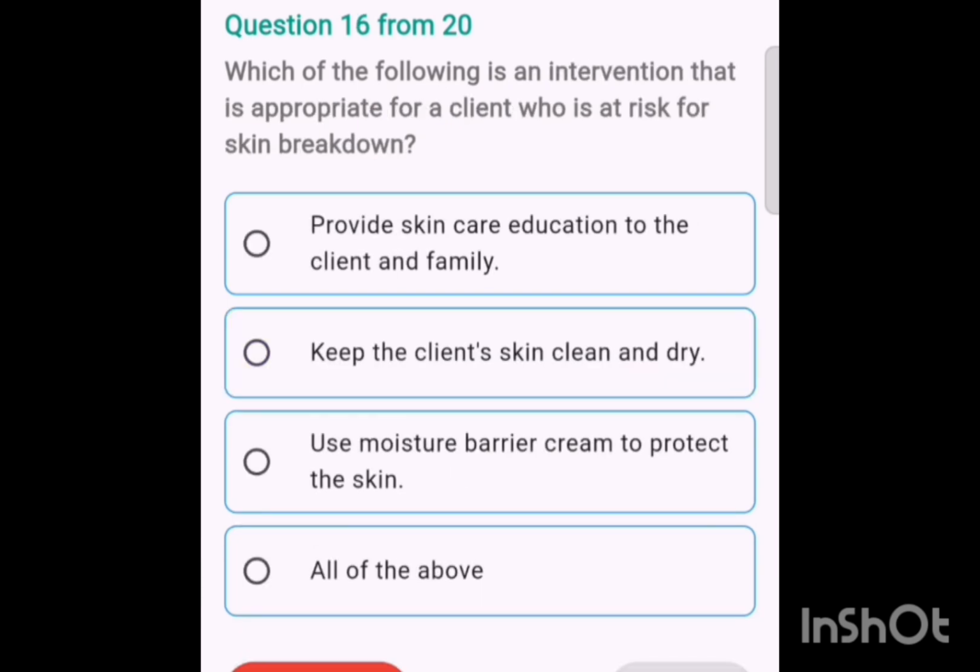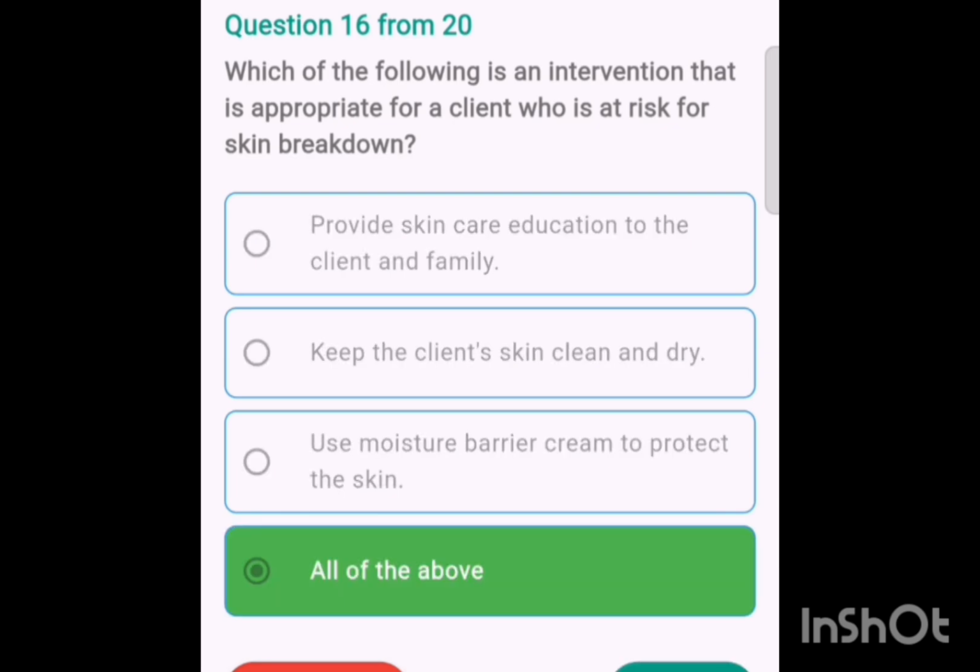Question number 16. Which of the following is an intervention that is appropriate for the client who is at risk for skin breakdown? Options are to provide skin care education to the client and family, keep the client's skin clean and dry, use moisture barrier cream to protect the skin, and all of the above. Here, the correct option is all of the above, because all the mentioned interventions are appropriate for clients at risk for skin breakdown to prevent skin damage.